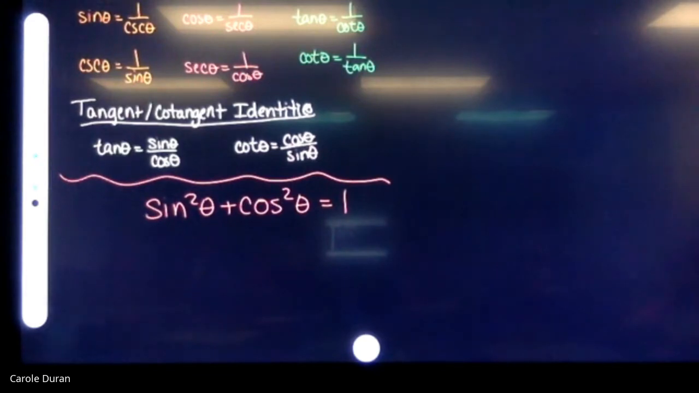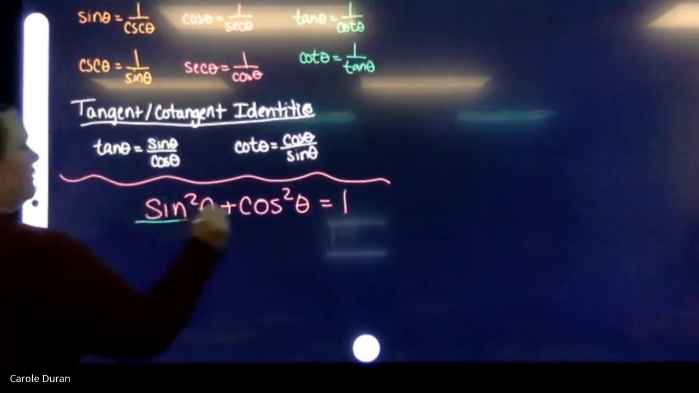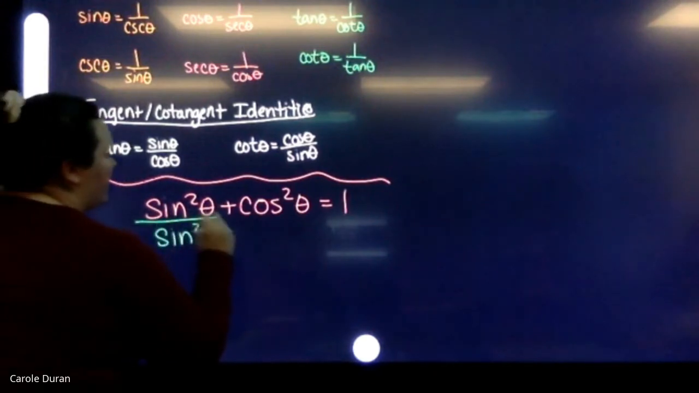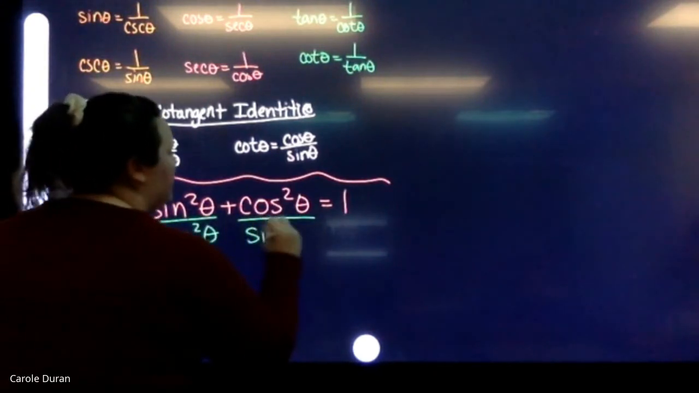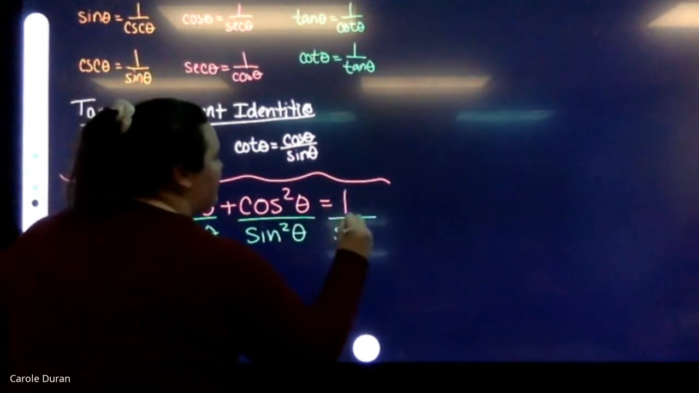I'm kind of curious. I have this Pythagorean identity in front of me, but I wonder what would happen if I divided sine squared theta out of all of my terms. Since I'm curious about it, let's test it and see what happens. I'm going to divide sine squared out of all 3 of these terms and see what happens.